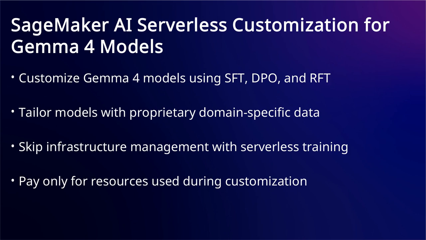You tailor the models with your proprietary data to improve accuracy on domain tasks, align outputs with your tone, or enhance performance on new tasks. SageMaker AI handles all infrastructure provisioning and training orchestration, eliminating cluster management overhead. You pay only for the resources consumed during customization. This capability is available in US East, US West, Asia Pacific Tokyo, and EU Ireland regions. You can launch customization jobs through Amazon SageMaker Studio or use the SageMaker Python SDK for programmatic access.